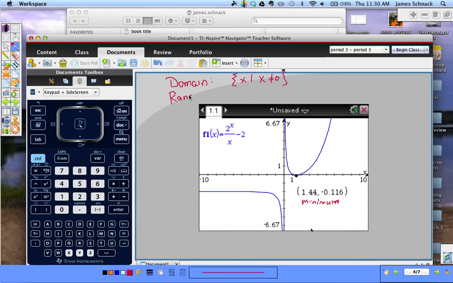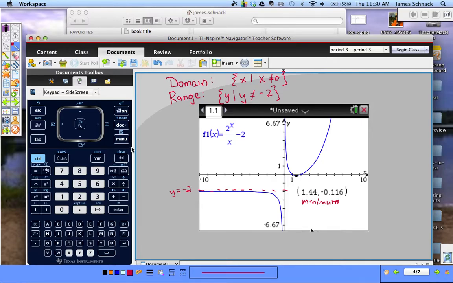Range. Is it all real numbers? There's a big question. It's not all real numbers because there's actually a horizontal asymptote that we didn't mention here. There's a horizontal asymptote at y equals -2.